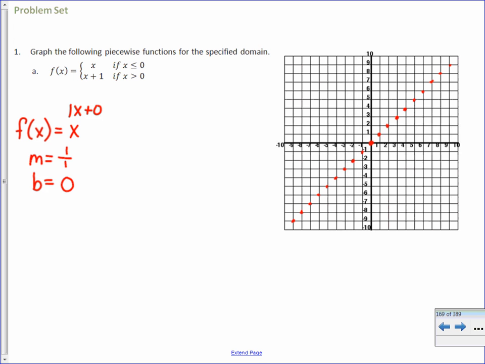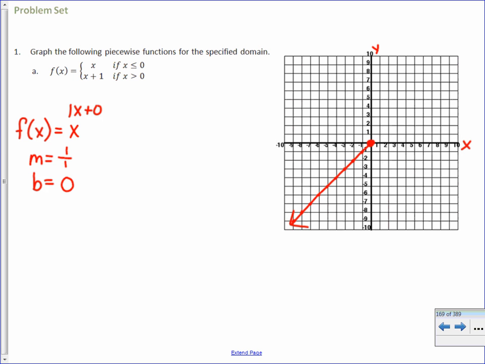However, I have restrictions with the x. They're telling me x is less than or equal to 0. So take a look at your x-axis. X is less than or equal to 0. So I have a closed circle on the 0, and it's going to go down in quadrant number 3. So then I'm going to erase everything else because my domain is restricted. So that is the first portion of my graph.